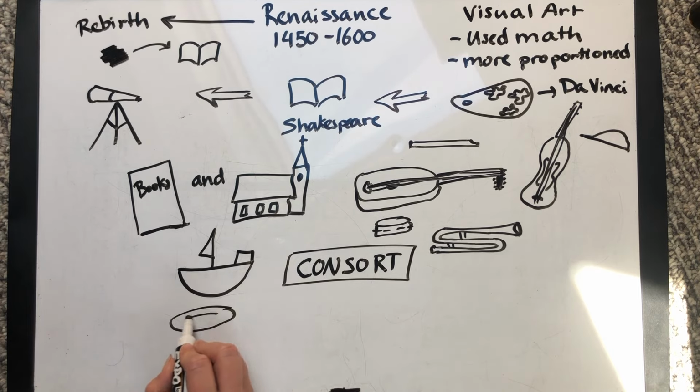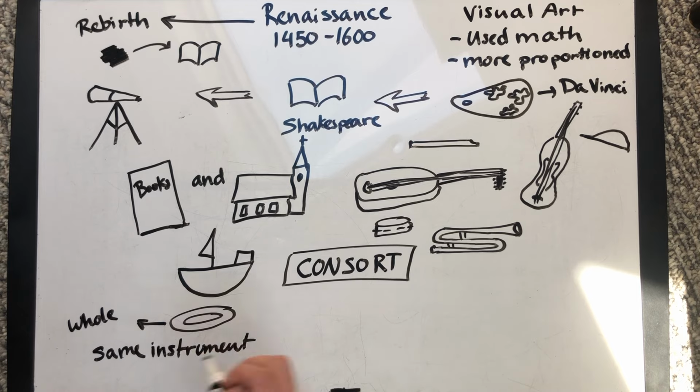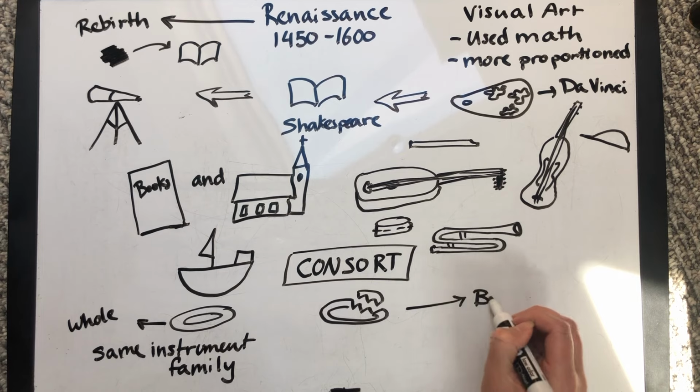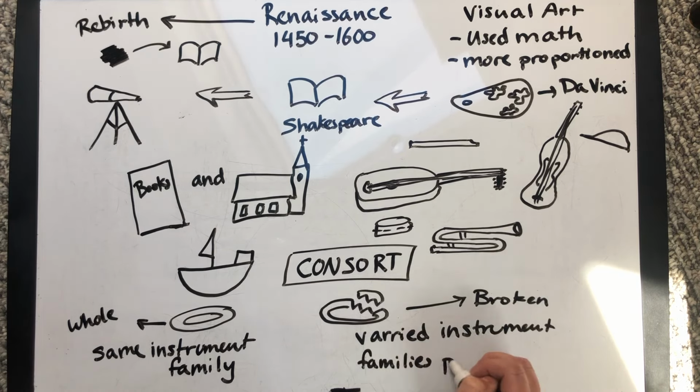Consort is the name that we use for the group of instruments playing. It can be either a whole consort, which is the same instrument families playing together in a group, or a broken consort, where instruments of different families play together, much like the modern orchestra.